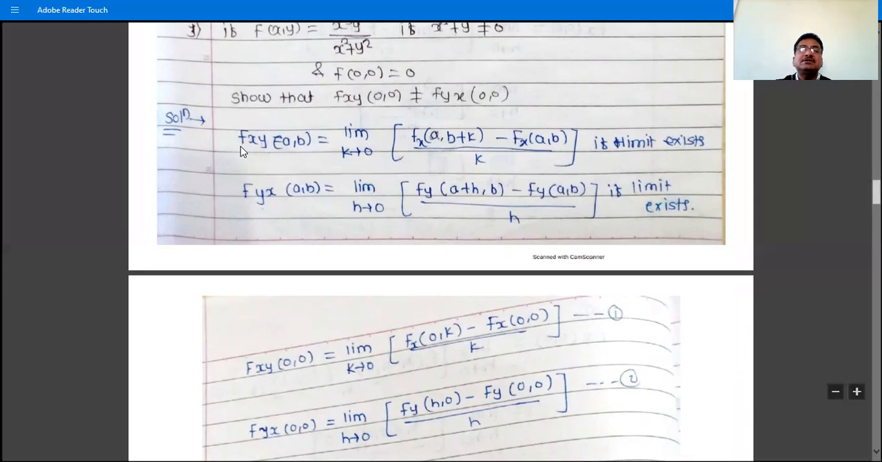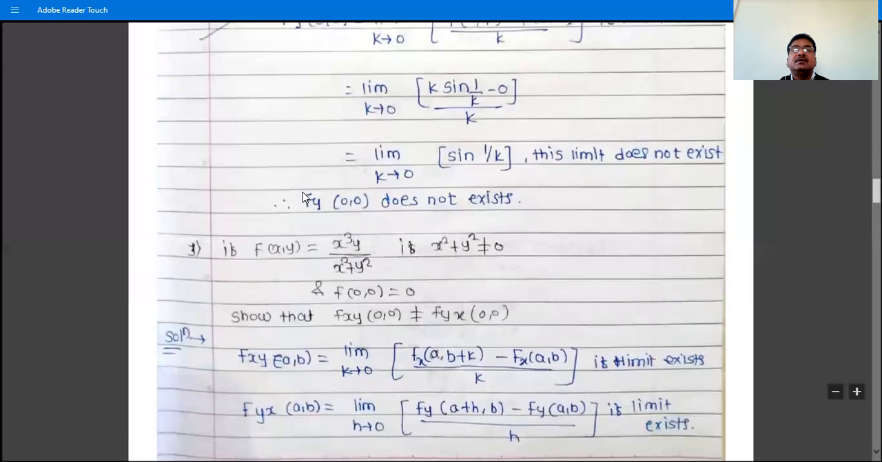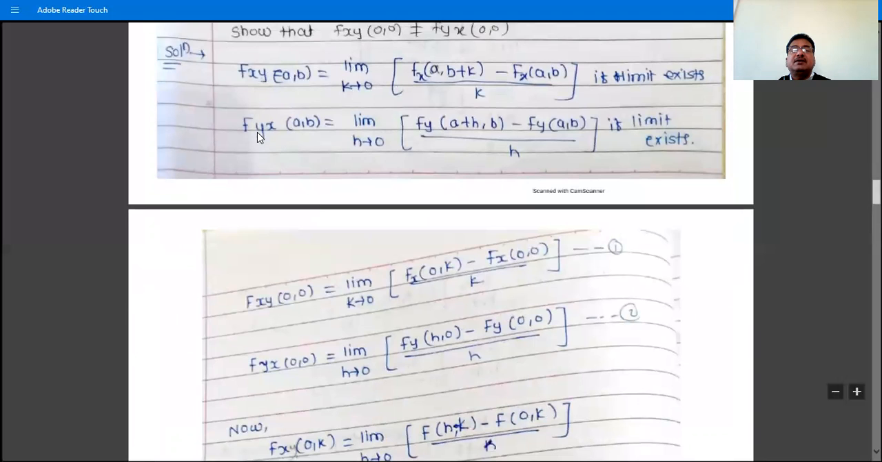So fxy, what is the meaning? fxy means the derivative of fx with respect to y, which means limit k tends to 0 of fx(a,b+k) minus fx(a,b) divided by k, if the limit exists. And fyx means the derivative of fy with respect to x, which means limit h tends to 0 of fy(a+h,b) minus fy(a,b) divided by h, if the limit exists.